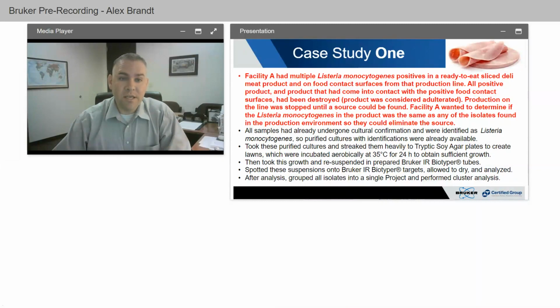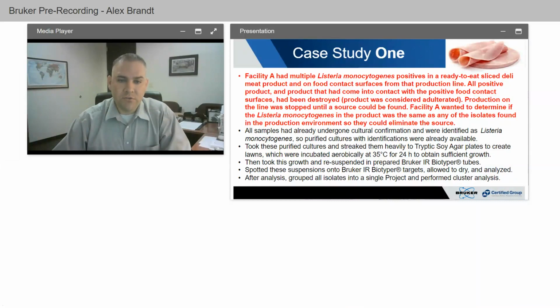And so they wanted to determine if the Listeria monocytogenes that they found in their product was the same as any of the isolates that they found in their production environment, so that they could go about eliminating the source of this Listeria monocytogenes that was getting onto their product from this production line. All the samples at this point in time had already undergone cultural confirmation and were identified as Listeria monocytogenes. So the purified cultures that we had available were already identified and available, so we didn't have to do any sort of isolation or streaking.